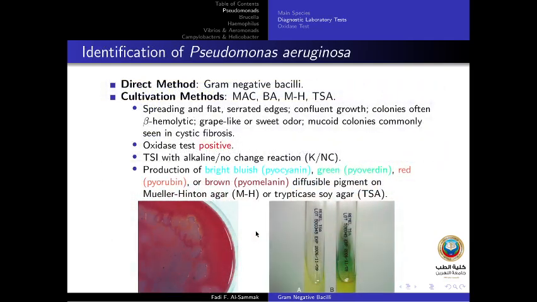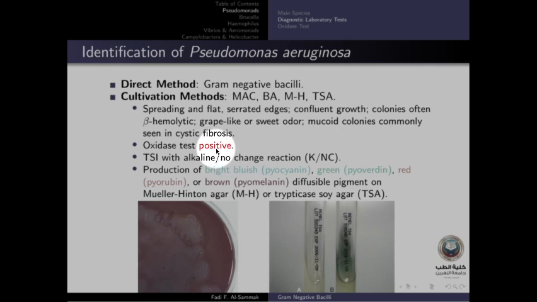The direct method is the gram stain, and they are gram-negative bacilli. In cultivation, they are MacConkey positive. They can grow on blood agar, as you can see here. They show beta hemolysis. They can also grow on Müller-Hinton, to see the different pigments there, and also on trypticase soy agar, TSA. And they are, as we said, oxidase positive.